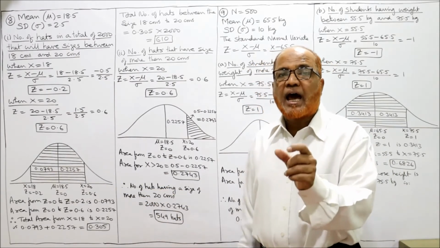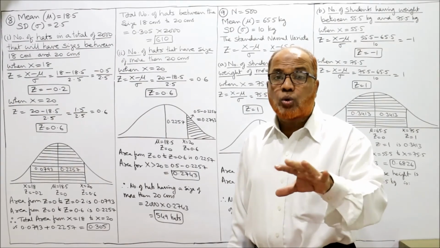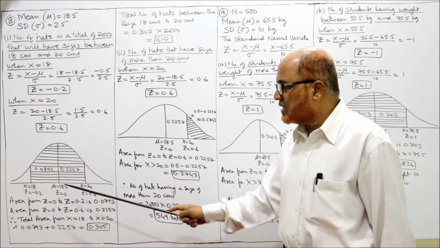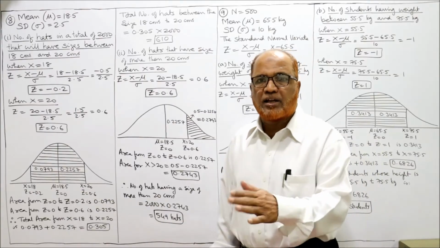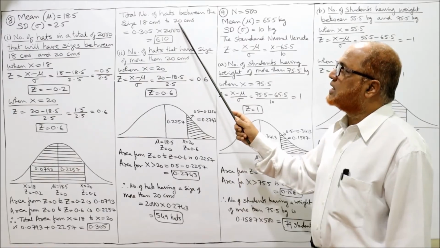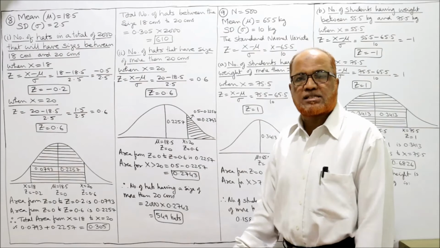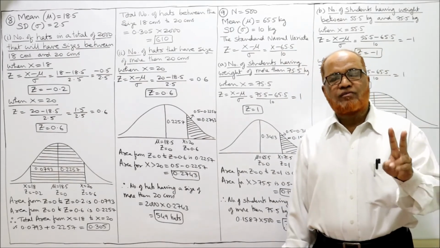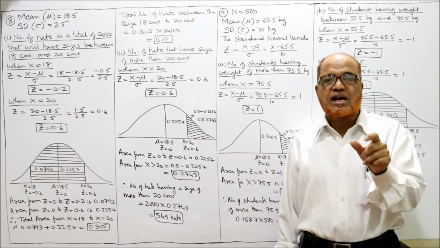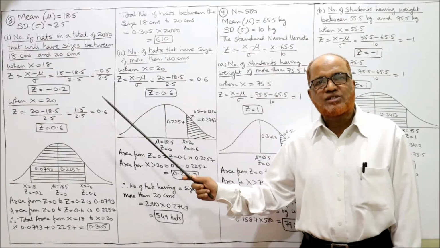Now we have to calculate how many hats are expected. How many hats are expected in a total of 2000. Total number of hats are 2000. Out of 2000, how many hats are there whose size comes between 18 and 20? So total number of hats between the size 18 to 20 centimeter is 0.305 into 2000, which is 610 hats. So out of a total of 2000, we expect 610 hats which have sizes between 18 to 20 centimeter. That's all. This is the first question completed.